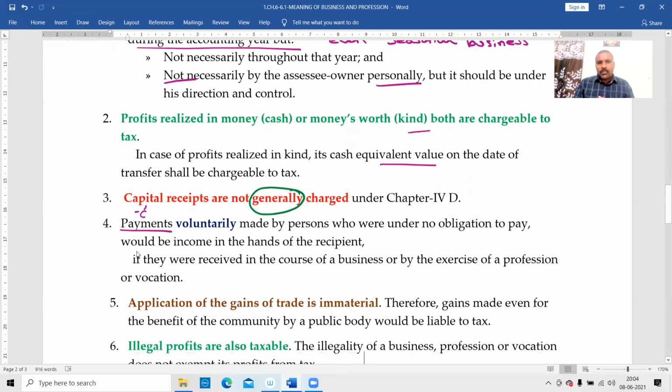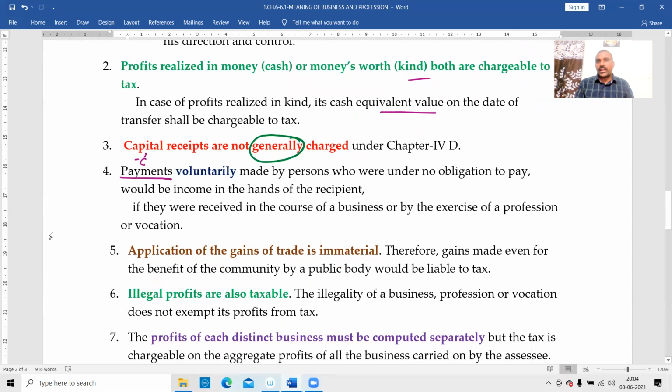Next, application of the gains of trade is immaterial. If I get a profit, I have to pay the tax. What I am doing with that profit is irrelevant to the department. The department is least bothered about what I am doing with my income, with my profit.